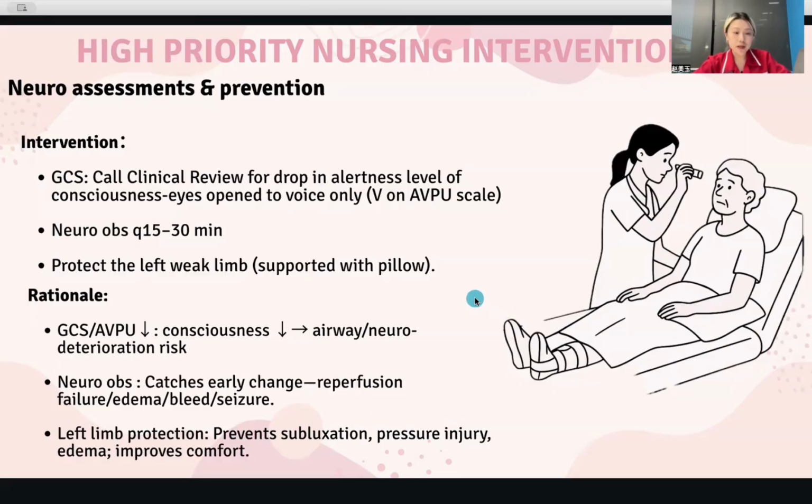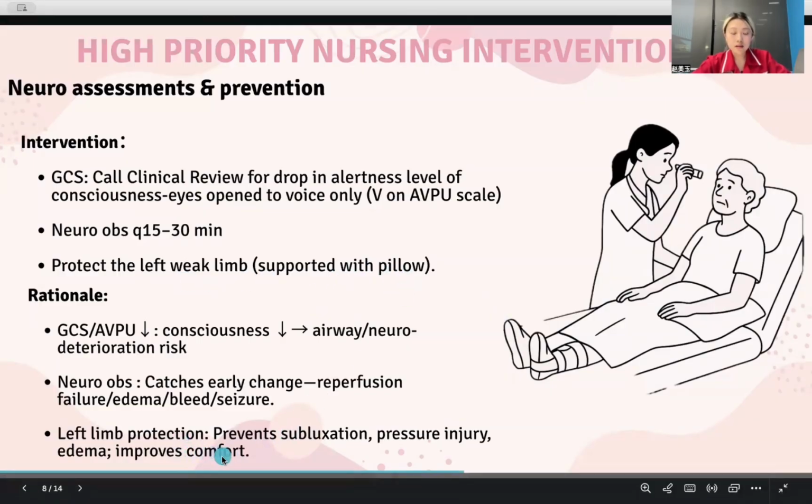And we need to protect the left weak limb, supported with pillows. This left limb protection can help prevent subluxation, pressure injury and edema, and improves the patient's comfort.